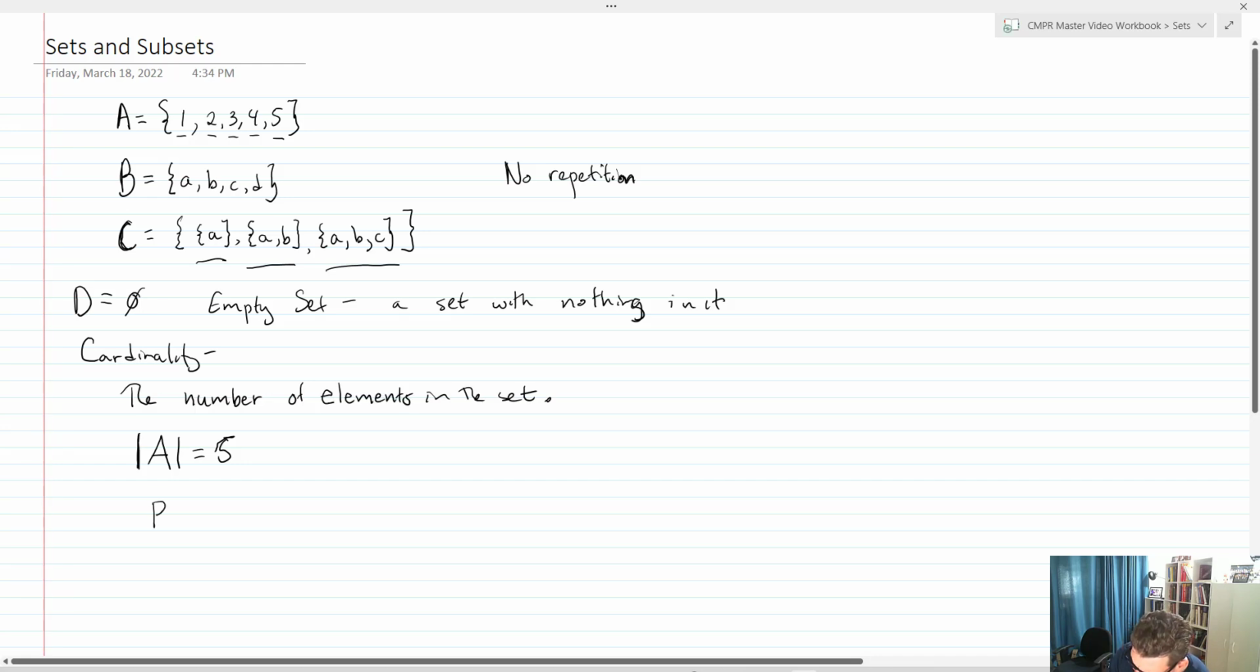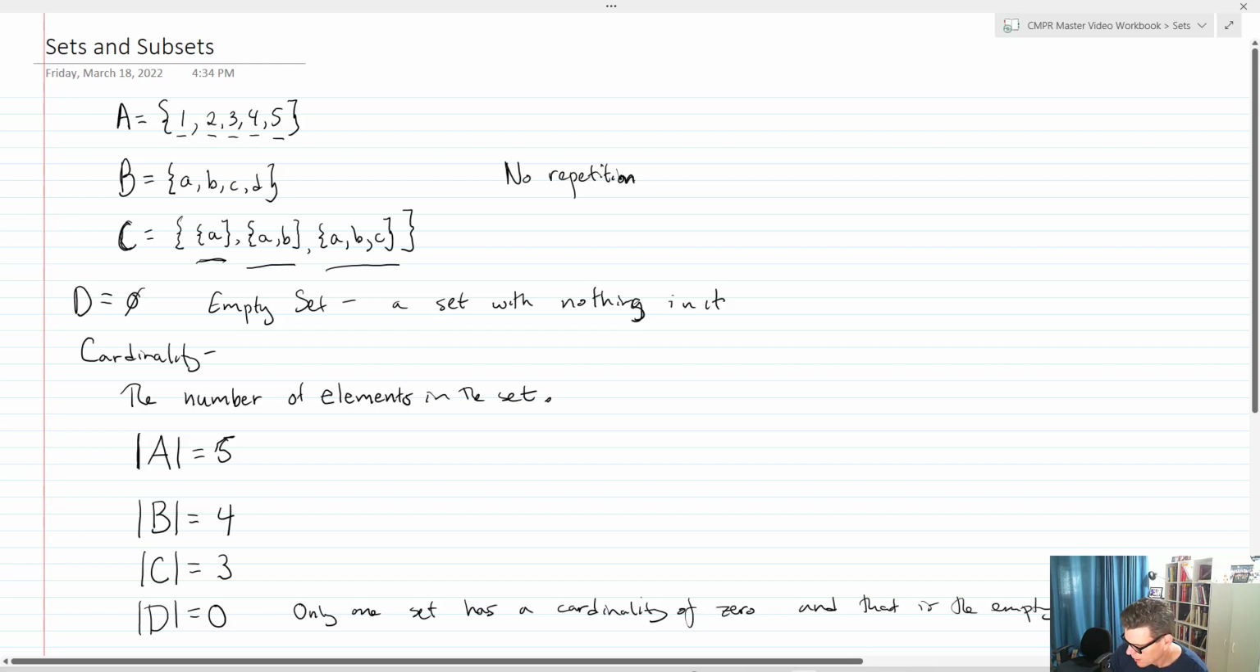The cardinality of B, because we have {A, B, C, D}, is equal to 4. And the cardinality of C is actually equal to 3, because it's a set of sets, and there are 3 sets within our set. And then the cardinality of D is equal to 0, because there's nothing within that set. Okay? Only one set has a cardinality of 0. And that is the empty set. So that's the only one that actually has a cardinality of 0.